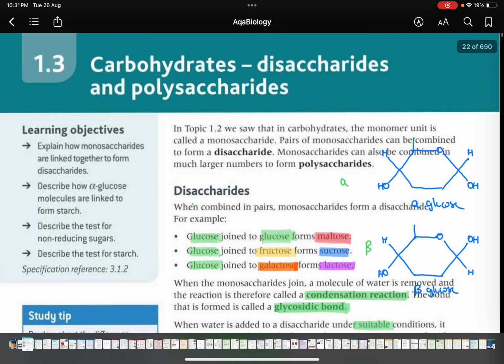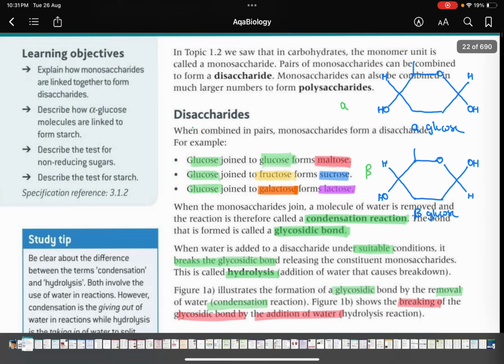Okay, perfect. Next we have carbohydrates, disaccharides, and polysaccharides. A glucose joined to a glucose is a disaccharide known as maltose. Lactose is made by a glucose and a galactose. Fructose and glucose make sucrose. Those are the 3 main disaccharides that you need to know of.